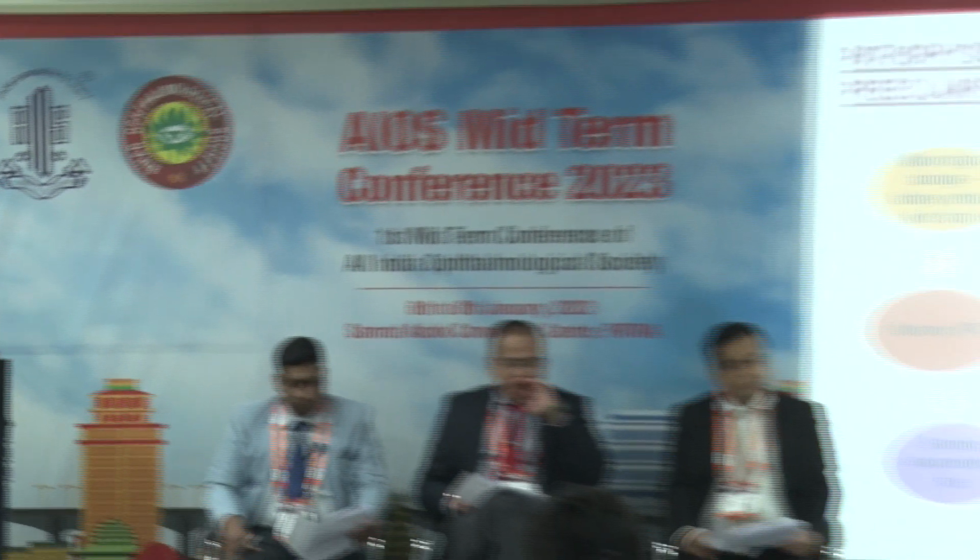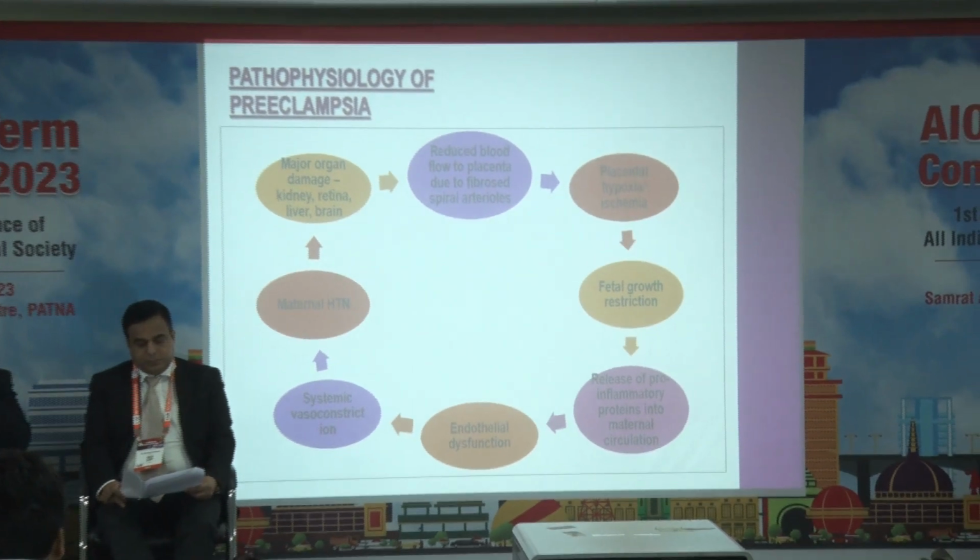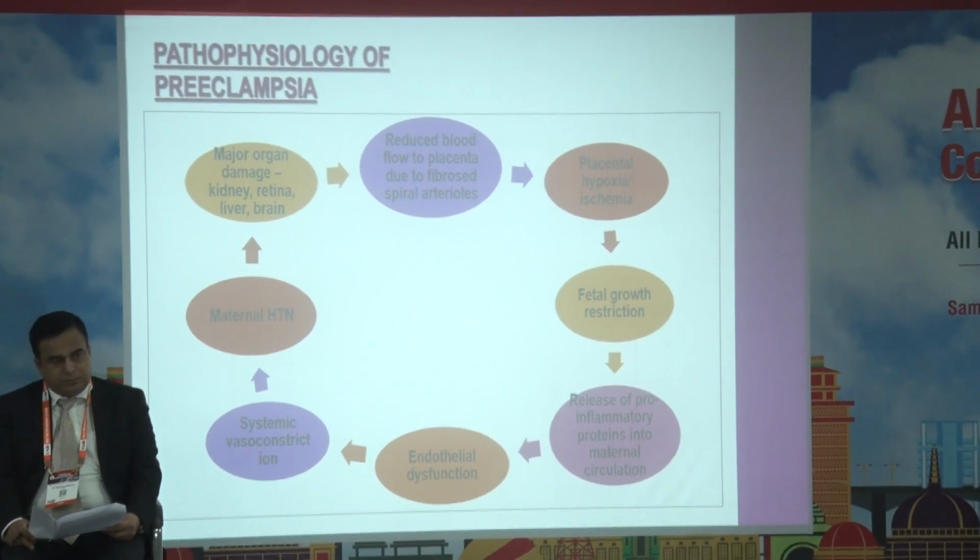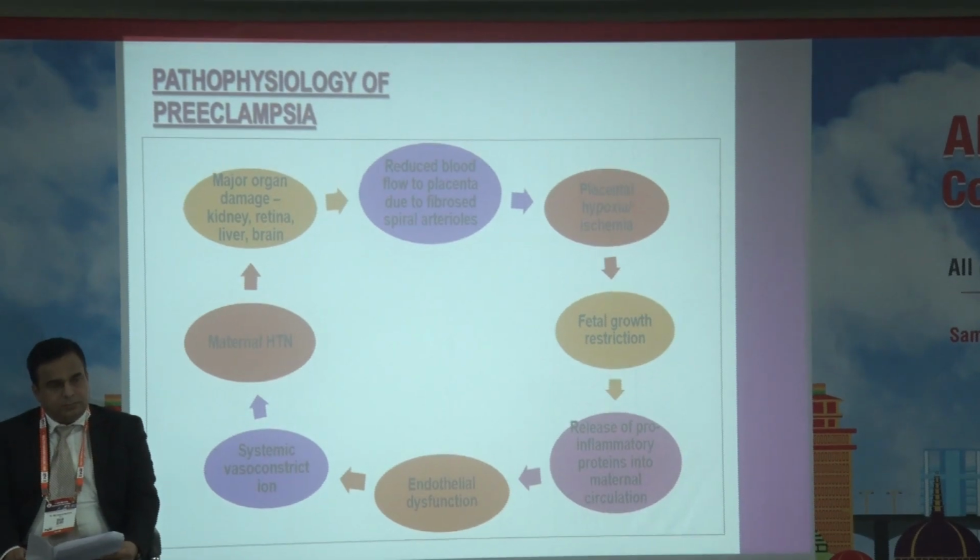Preeclampsia, with a prevalence of 3 to 8% of pregnancies, has become the leading cause of maternal mortality, especially in developing countries. It is a multi-system disorder which can also affect the eyes and the visual system. Now, emphasizing the pathophysiology, there is reduced blood flow to the placenta due to fibrous spiral arterioles. It results in placental hypoxia and ischemia, which can lead to fetal growth restriction and, in severe cases, fetal death. There is also release of pro-inflammatory proteins into the maternal circulation, leading to endothelial dysfunction and systemic vasoconstriction, eventually resulting in maternal hypertension. And due to local vasospasm, there is major organ damage like in the kidney, retina, liver, and brain.